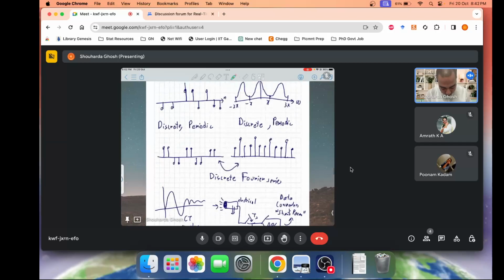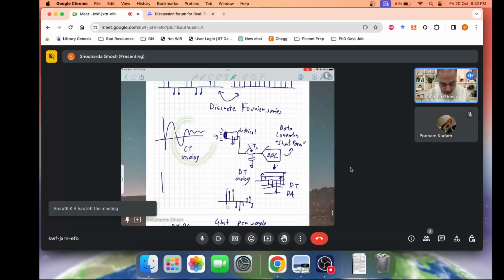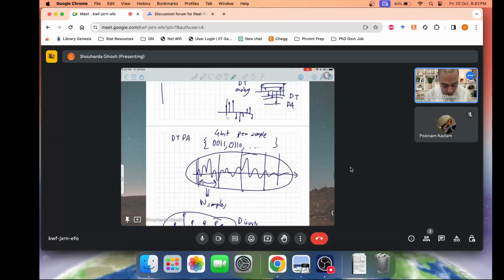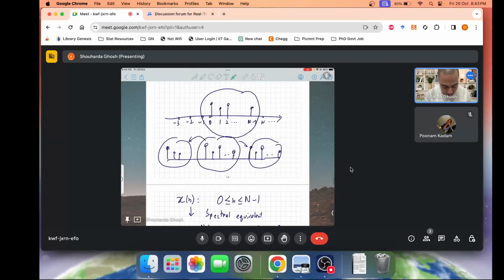So what did I cover over here? I covered how continuous time analog signals get converted to discrete time analog, and then discrete time discrete amplitude. Sampling converts from analog to discrete time, and then quantization converts continuous amplitude to discrete amplitude. So you have certain bits per sample.